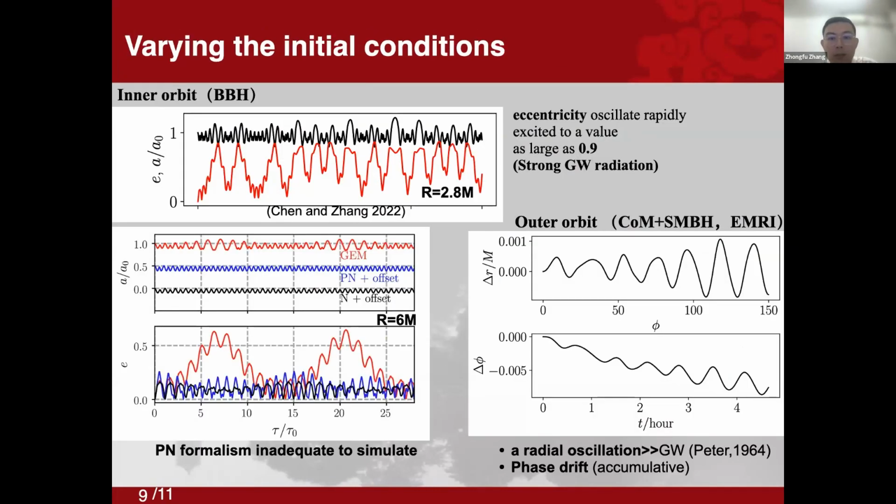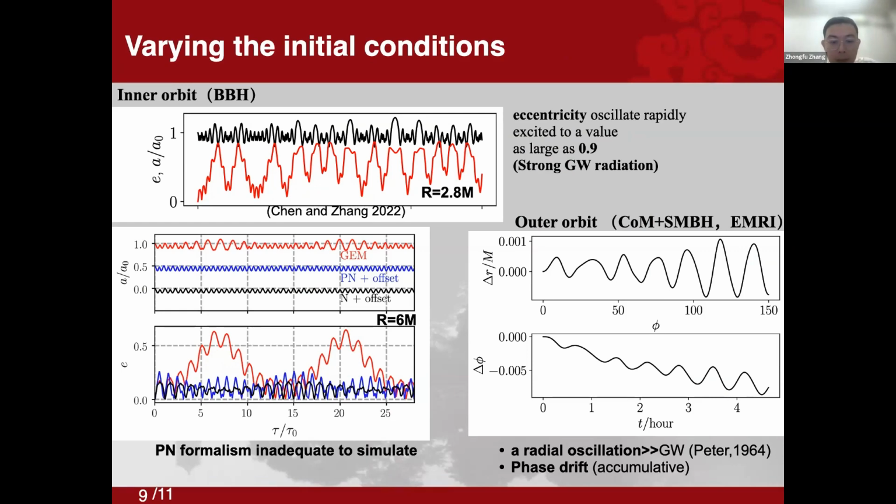Furthermore, varying the initial conditions, we find the intrinsic eccentricity of the binary black hole. The inner binary oscillates repeatedly, and it is excited to a value as large as 0.9, which indicates strong gravitational wave energy loss. So we can expect the merger time is lower than before. Then I compare to the post-Newtonian and Newtonian formalism to show they are not enough to simulate this system.